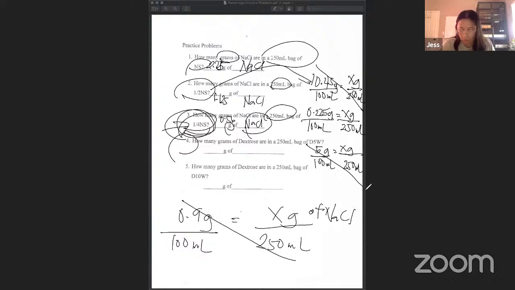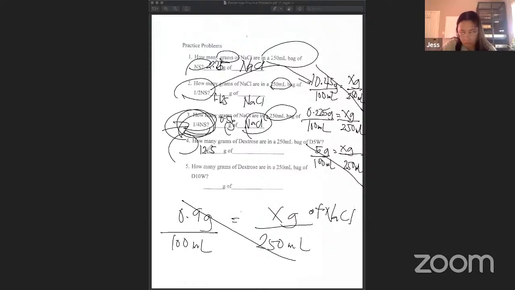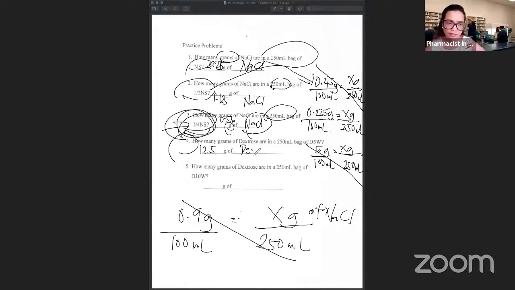Continue. So then 250 times 5 would be 1,250. And then divide that by 100, which equals 12.5. Give me the full answer. 12.5 grams of dextrose. Very good. So if you're asked and they didn't specify the word dextrose, how many grams of solute, then it's either sodium chloride or dextrose, okay? Good job.